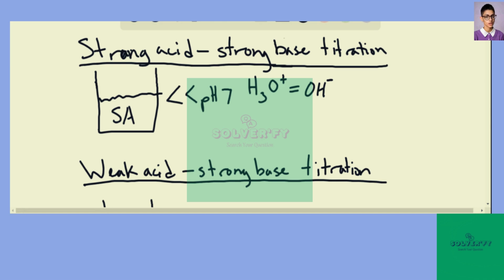At equivalence point of the strong acid to strong base titration, the solution consists of the anion of strong acid and the cation of strong base, which does not react with water. Hence, this solution is neutral. Since these are equal, it is neutral at a pH of 7. Okay?